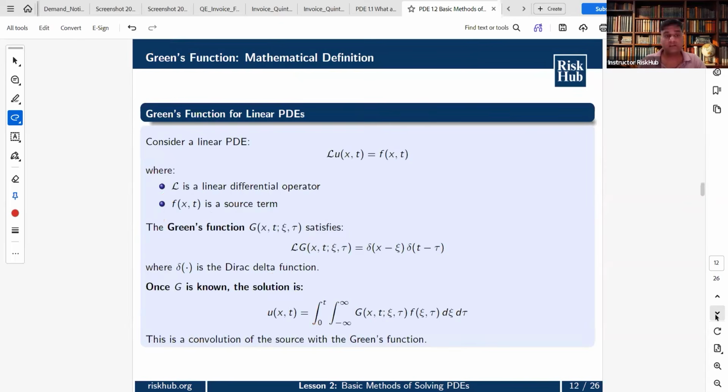Then we get into the next part, which is the Green function's mathematical definition. The linear PDE is written as L, an operator, applied to u of x and t equals f of x and t. Here L is the linear differential operator, and f of x, t is the source term. Your G of x, t.